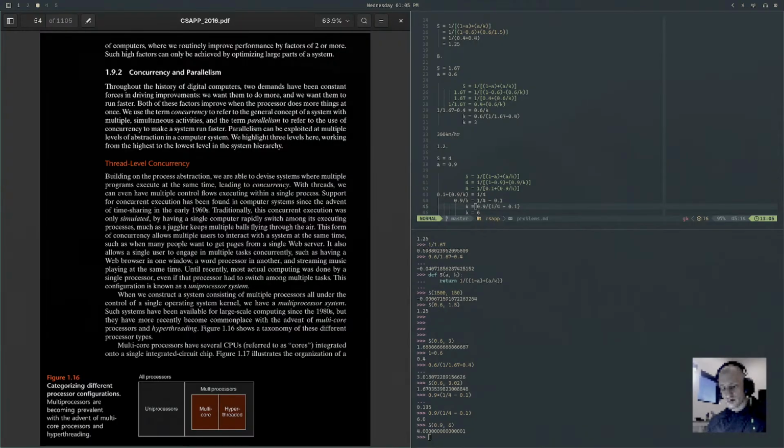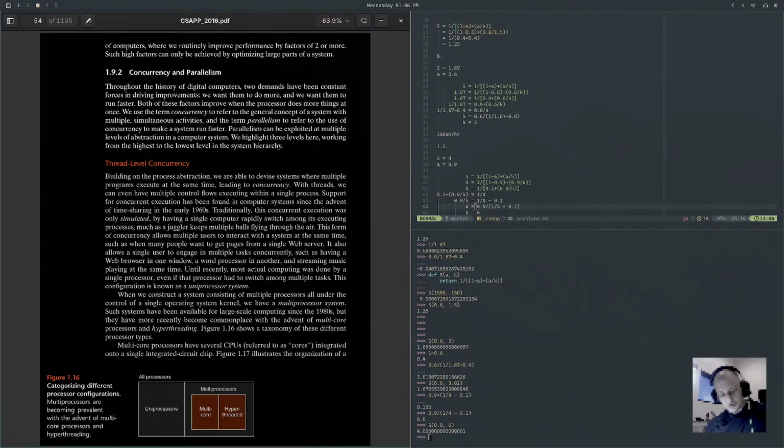Support for concurrent execution has been found in computer systems since the advent of time sharing in the early 1960s. Traditionally, this concurrent execution was only simulated by having a single computer rapidly switch among its executing processes, much as a juggler keeps multiple balls flying through the air. This form of concurrency allows multiple users to interact with a system at the same time, such as when many people want to get pages from a single web server.